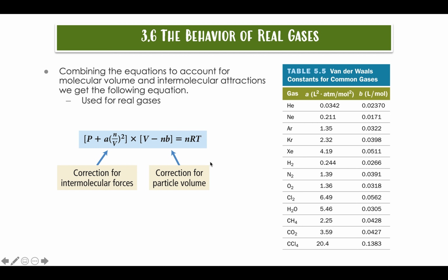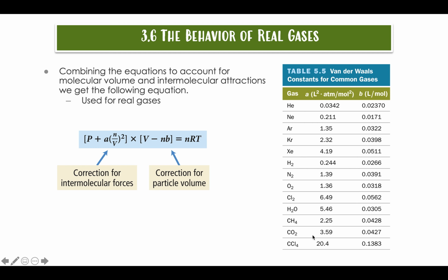Combining these equations can account for molecular volume and intermolecular attractions, and we get the following equation. We can actually combine these equations to find the ideal gas law for real gases. Basically it's PV equals nRT, but remember the pressure has to be rearranged and the volume has to be rearranged. So it's pressure plus a, again that van der Waals constant, which over here are the columns that give you those constants for each gas, times n, the number of moles, divided by V squared. And then volume minus nB, the number of moles times B.